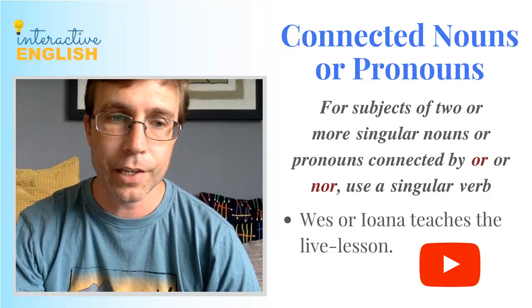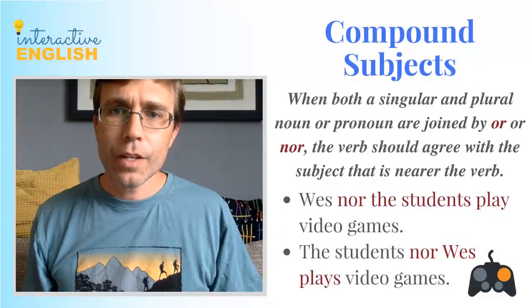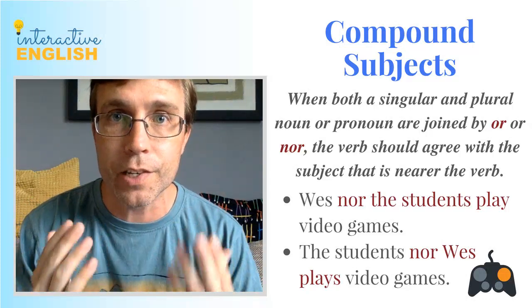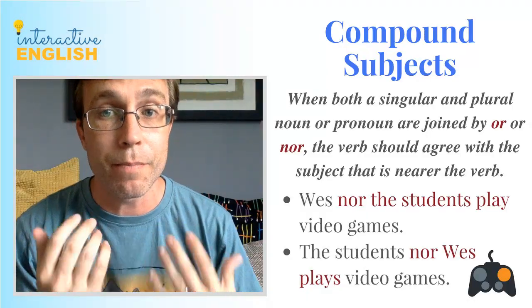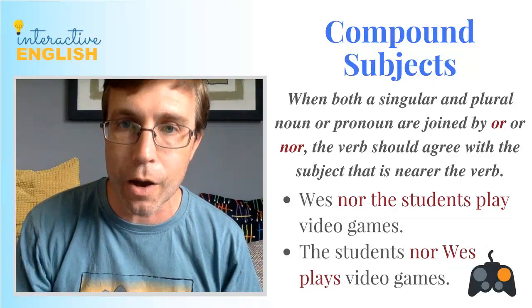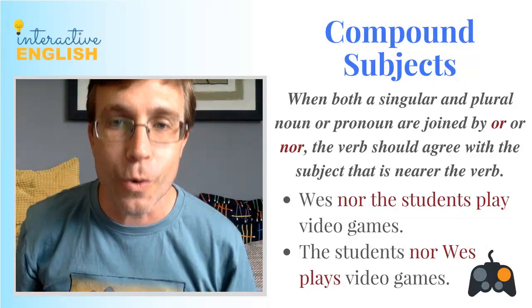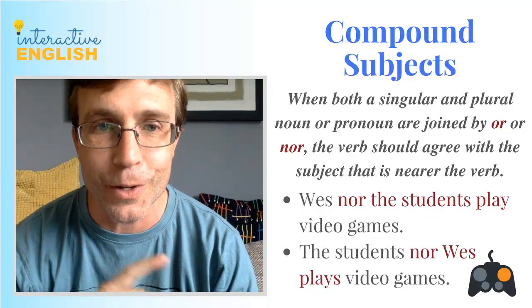Let's look at compound subjects. So a compound subject is talking about, you have different subjects. One of the subjects might be singular, one of the subjects might be plural. So when both a singular and plural noun or pronoun are joined by or or nor, the verb should agree with the subject that is nearer to the verb.